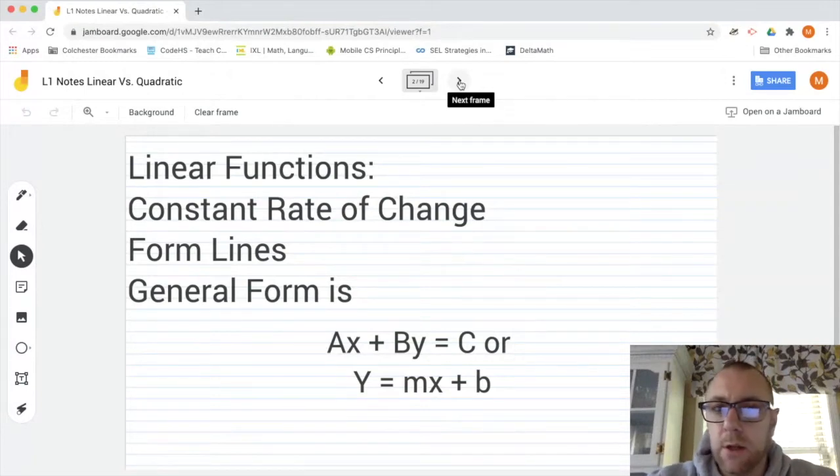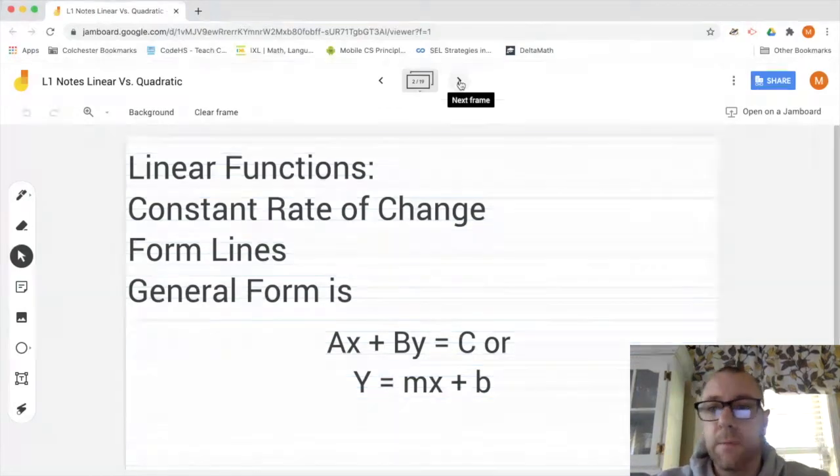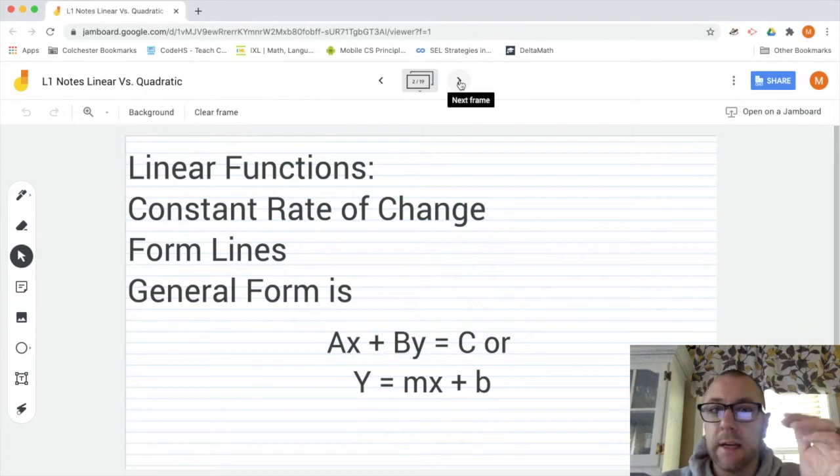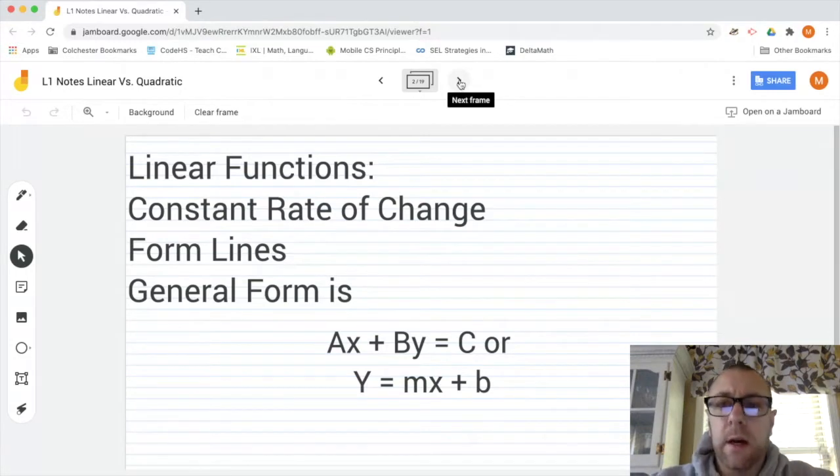So we have been talking about linear functions since Algebra 1. Linear functions are just lines. They have that constant rate of change, so that's their slope, the m. Okay, they form lines. They're straight. They could be positive, negative. They could be flat. General form for this is ax plus by equals c. That's the standard form. But you most likely will know it as y equals mx plus b, where m is the slope and b is the y-intercept.